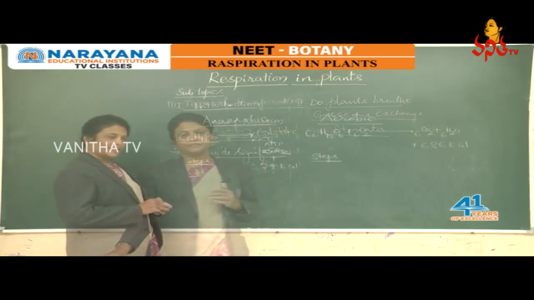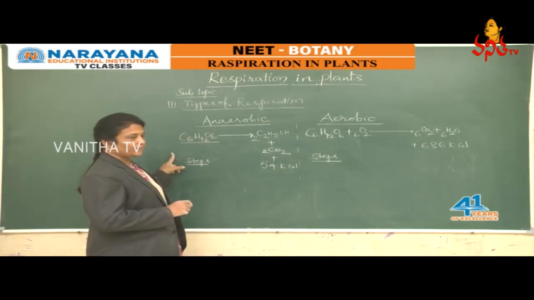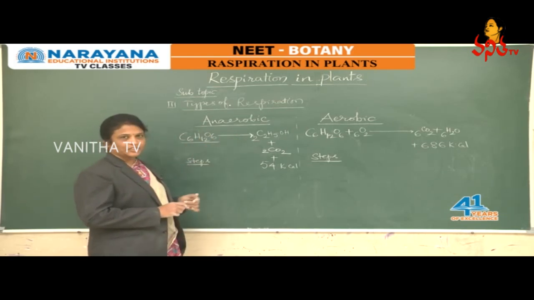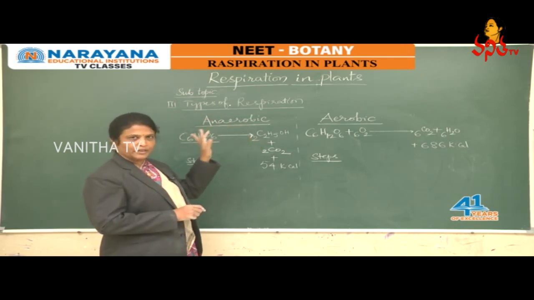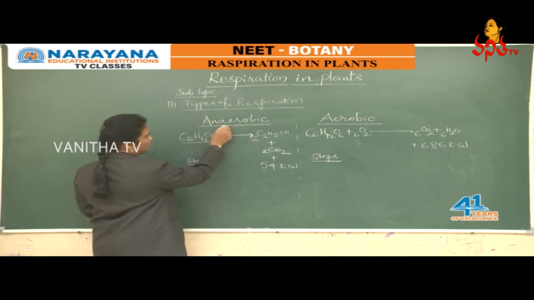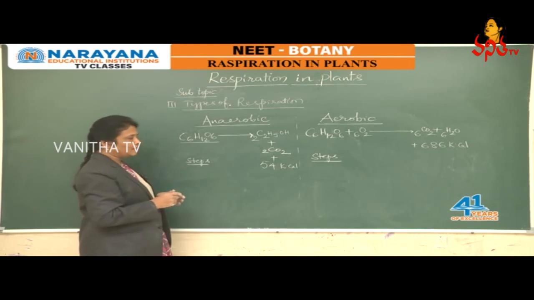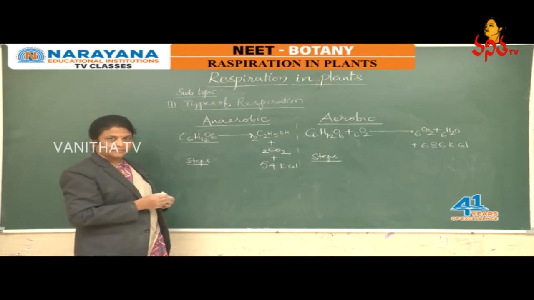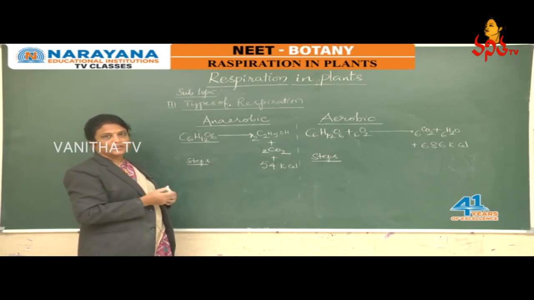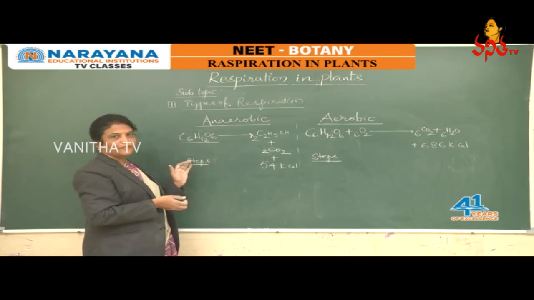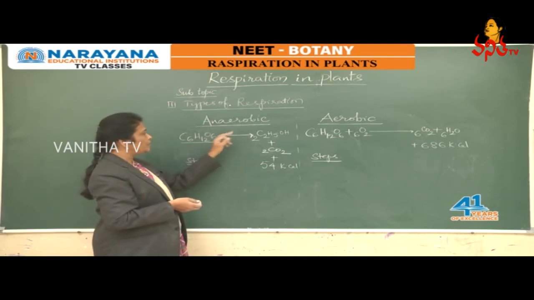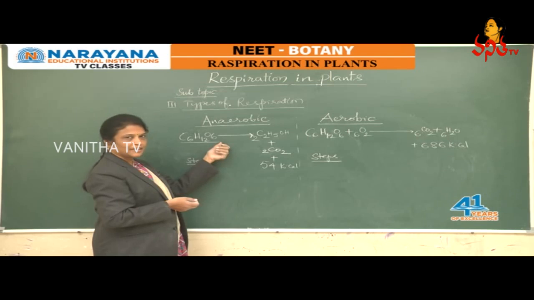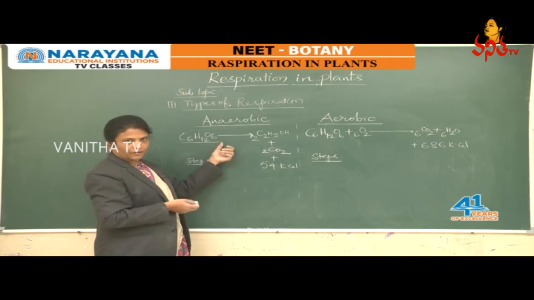Okay. Coming to types of respiration, basically there are two types of respiration which are very familiar to us, anaerobic respiration and aerobic respiration. Now let us see what is anaerobic respiration. Anaerobic respiration is the primitive type of respiration. It is the first type of respiration observed on the earth, and that is the primitive type. And anaerobic respiration occurs without the utilization or involvement of oxygen.